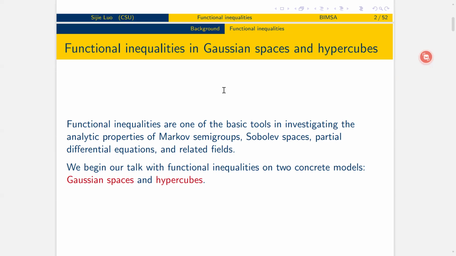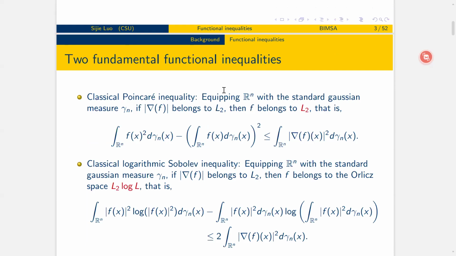I will begin with the following 2 types of functional inequalities, which are among the most fundamental in the theory. The first is the Poincare inequality, and the second is the log-Sobolev inequality. What is the Poincare inequality? It means that if a function is defined on the Gaussian space and the gradient of f belongs to L2, then f belongs to L2. As an inequality, it means that the energy dominates the variance of f.